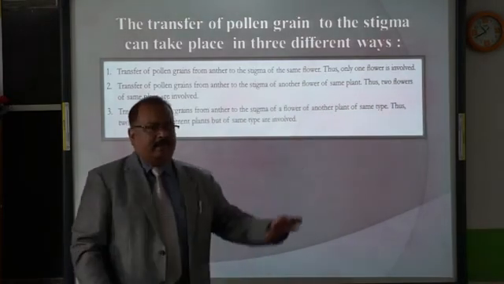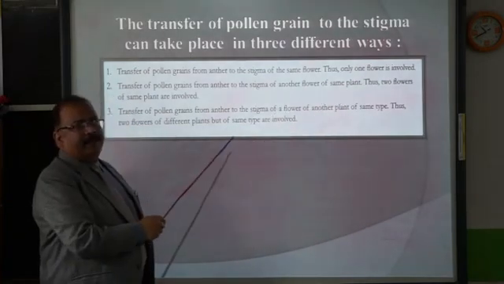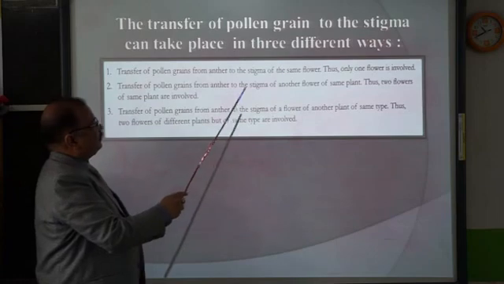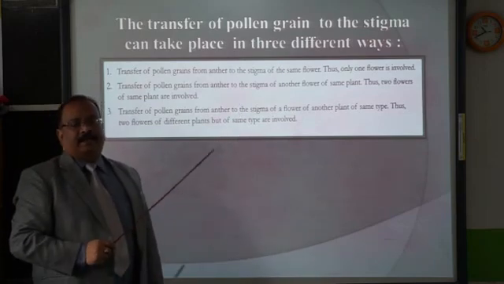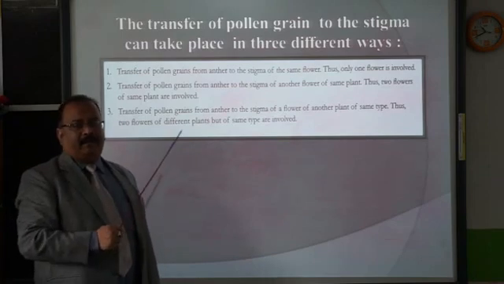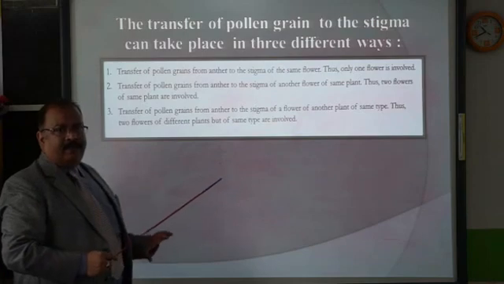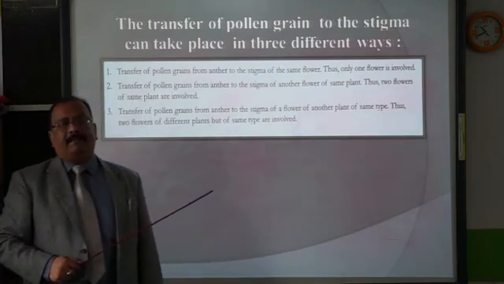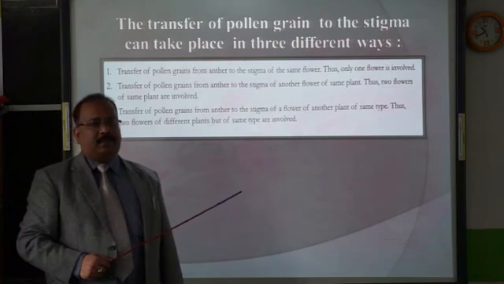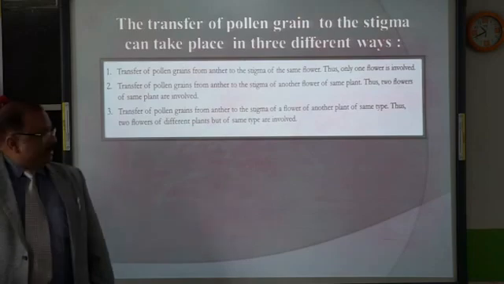Once again, in the first one, only one flower is involved, so from anther to stigma. In the second one, 2 flowers are involved, but of the same plant. In one plant only, from one flower to another. In the third one, from one flower to another flower of another plant, but of the same type, same species. So these are the 3 ways. In the diagram also, you can understand it.